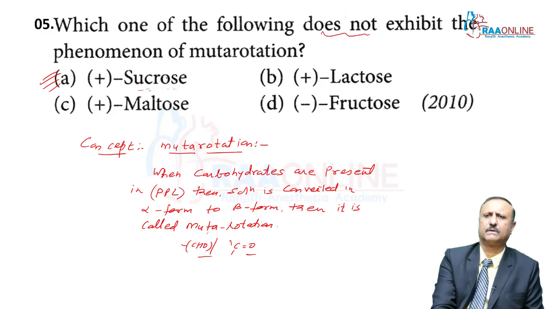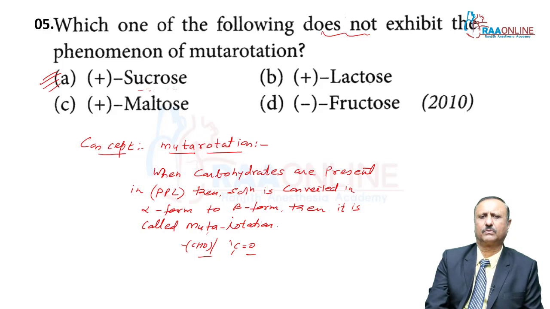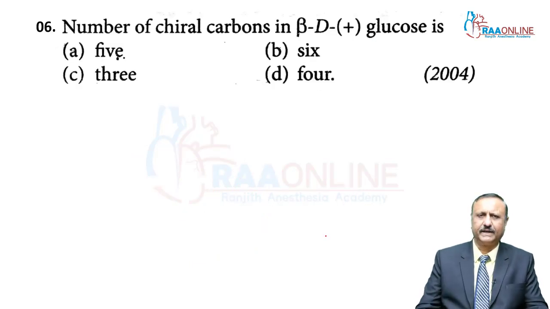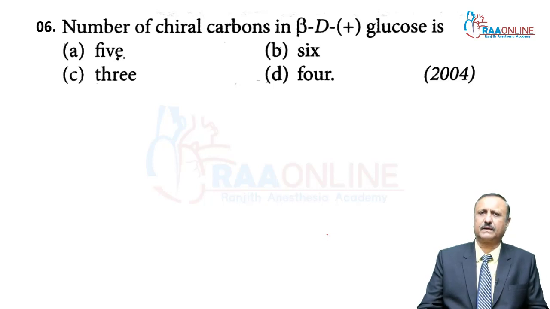That is why this compound does not show mutarotation. This is the concept, and a NEET 2010 question. Now my dear friends, we can get question number 6, which was asked in the 2004 NEET exam. Number of chiral carbons in beta D glucose. What is beta D glucose?